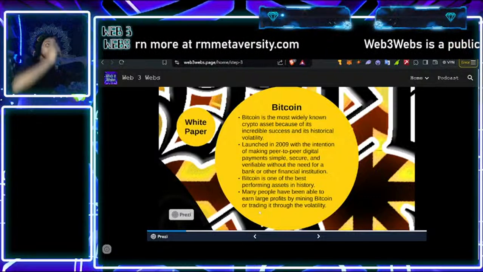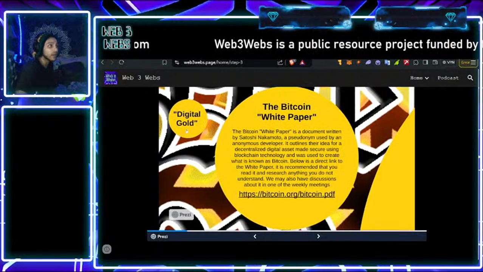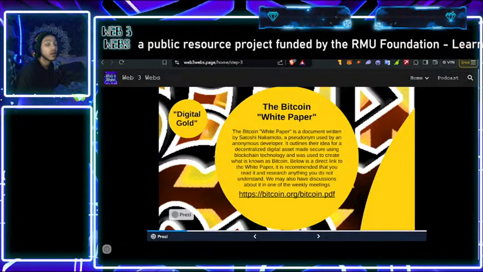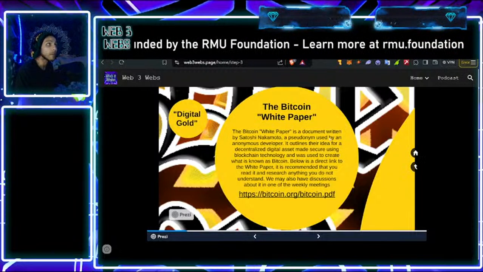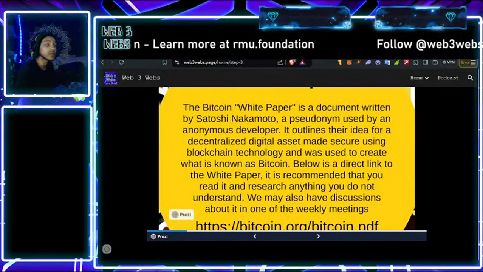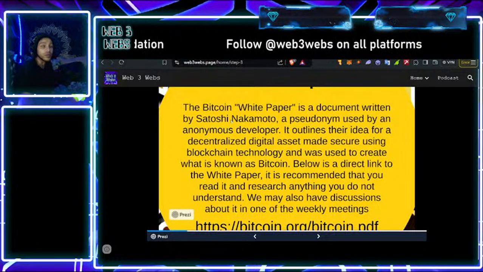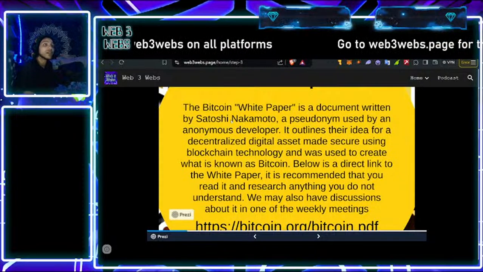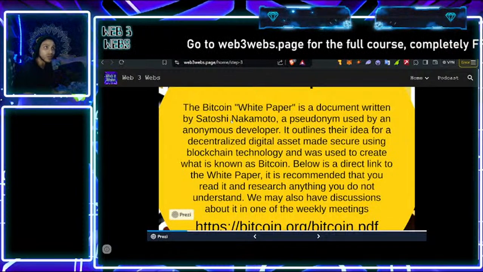Bitcoin. So Bitcoin has what's called a white paper, and many other cryptos have this as well. And in most cases, people, I'm not going to read that. I don't have time for that, right? You got to do this. I'm telling you, if you really want to learn about this stuff, this is where you should start, okay? The Bitcoin white paper is a document written by Satoshi Nakamoto, which is a pseudonym used by an anonymous developer, or it could be a team of developers. Really, we don't know what it is. It outlines the idea for a decentralized digital asset made secure using blockchain technology.